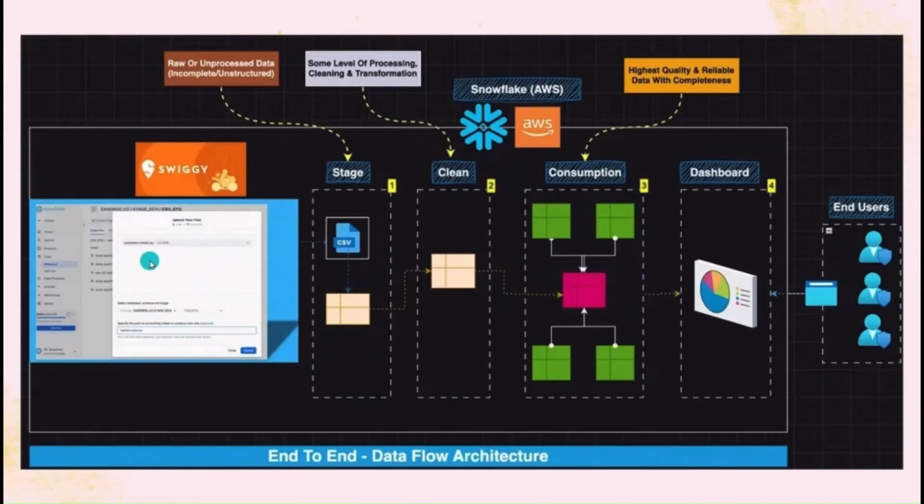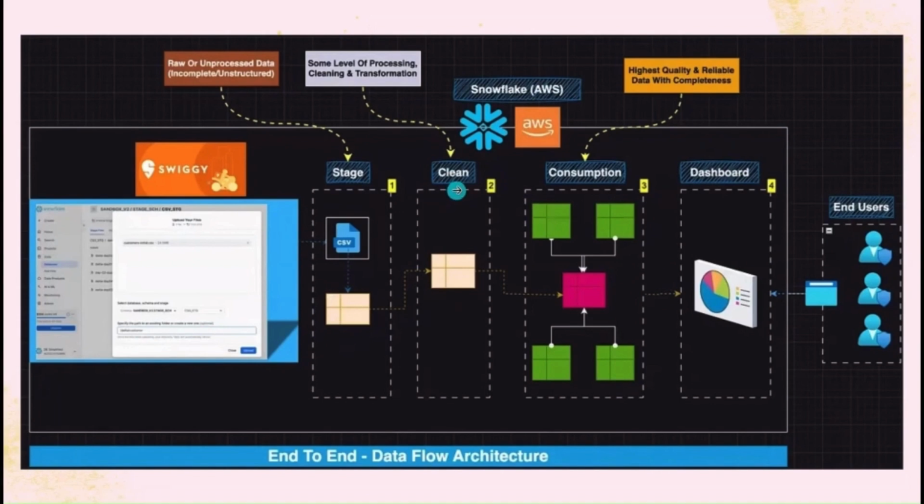First one is raw data ingestion. Here, the process starts with raw or unprocessed data from the source. This data is often incomplete and unstructured. Next one is stage. Raw data is uploaded to the staging area in Snowflake. This step ensures the data is stored in a structured manner before cleaning. The stage layer does not modify the data but prepares it for future processing.